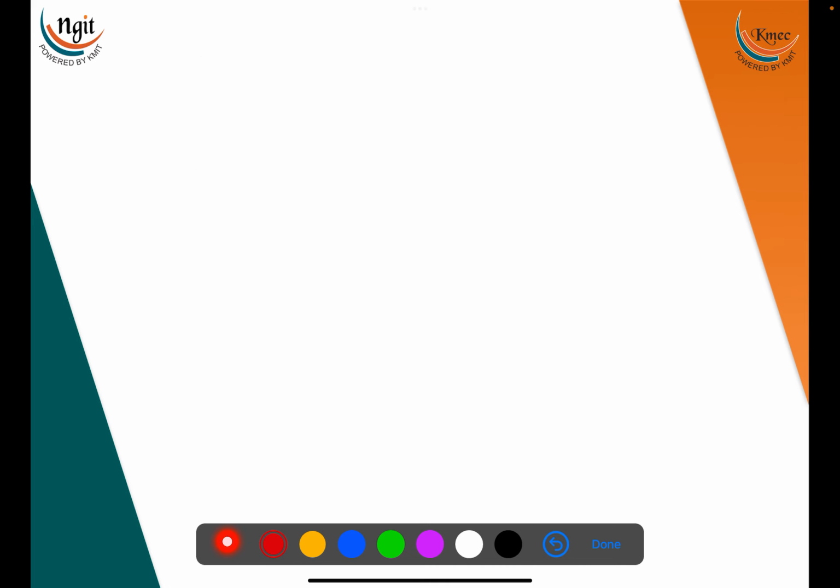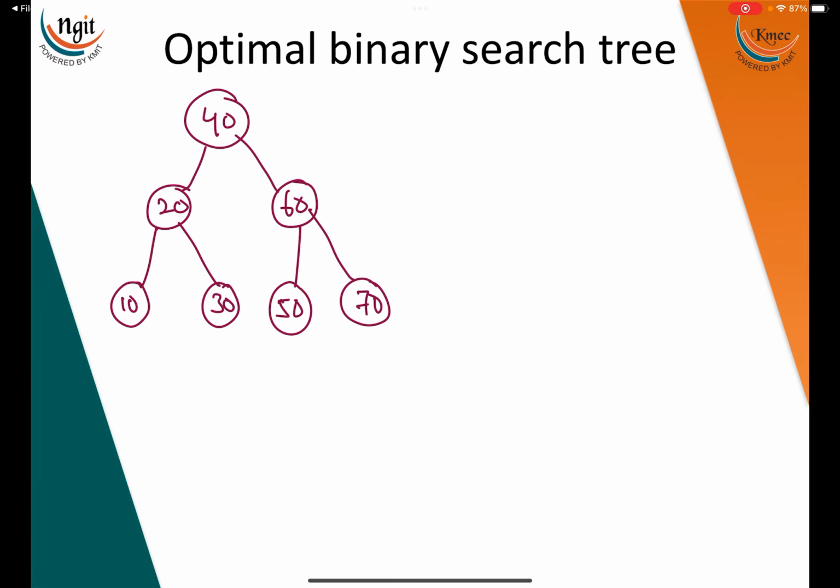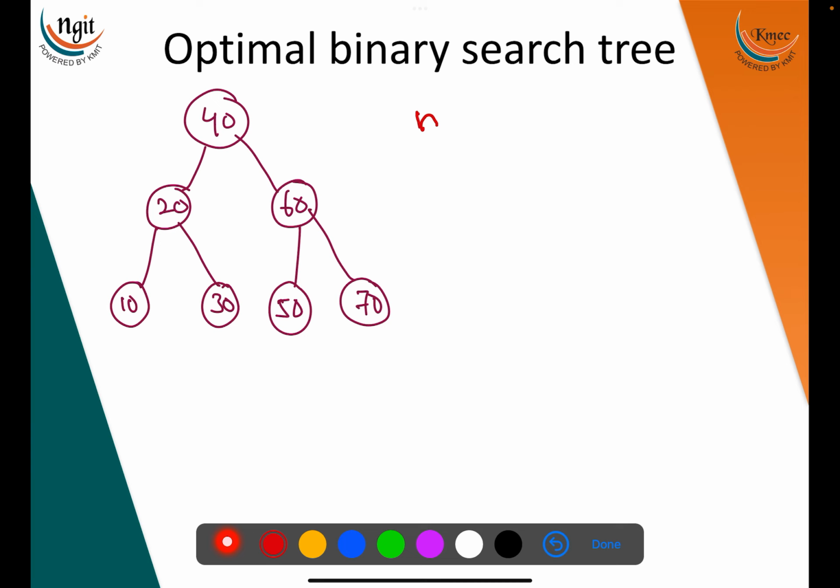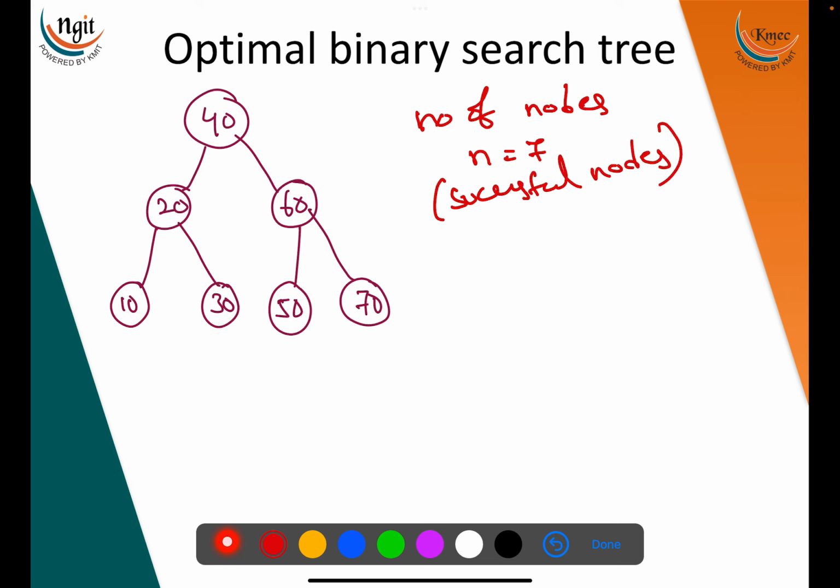I'll just make it fresh to understand. The total number of nodes, which are n, is equal to 7. Correct? That means successful nodes. Successful nodes in this binary tree is equal to 7. Now what about unsuccessful nodes? That means square nodes. Square nodes of a tree is equal to n plus 1.